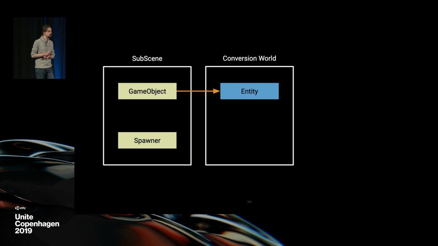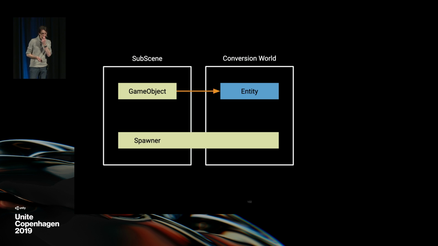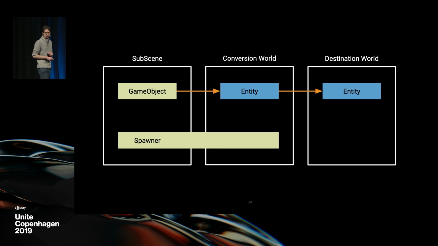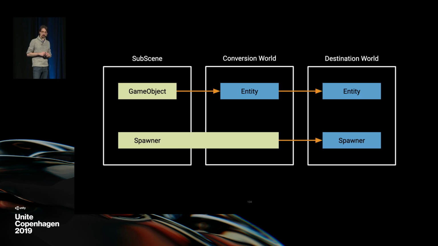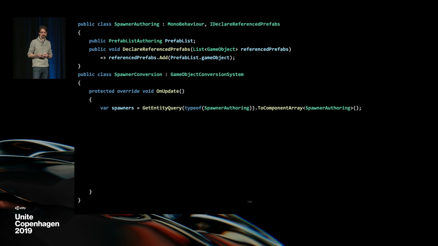This spawner MonoBehaviour is attached to my GameObject, and we will actually attach this spawner still as a MonoBehaviour to the entity. And from this point on, we only look at the conversion world, and so we are in something that can be controlled from the ECS API, and so we can use our queries for finding all the spawners, and we'll get all the entities that match these spawners. And then the actual conversion is this last step, going from the conversion world to the destination world. And in the destination world, we will have our proper ECS spawner component.